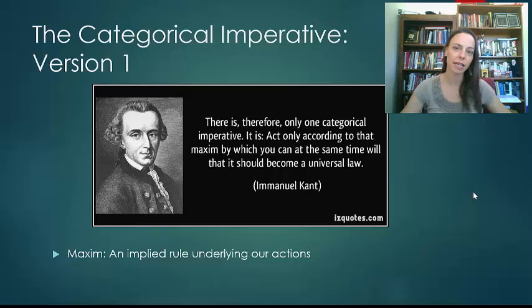So if I decide to cheat on a test, let's say, by looking at what my neighbor has written, then I'm making a little rule for myself in that situation that says it's okay for me to copy off my neighbor on this test.